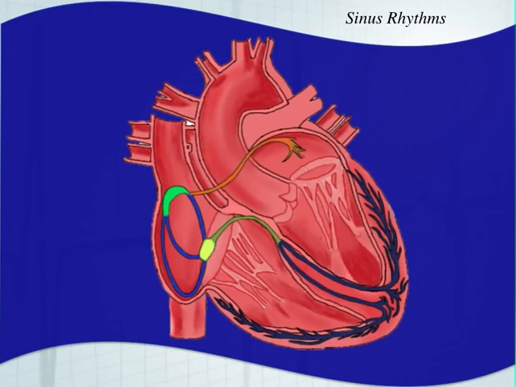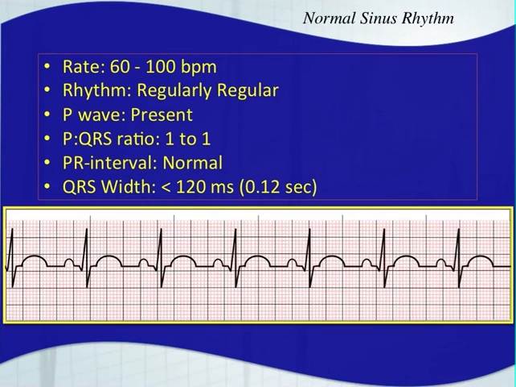So let's use that information we know. So a normal sinus rhythm, you're going to see this rhythm very, very often. Most people are in this rhythm every day, and again, the rate is 60 to 100 beats per minute.